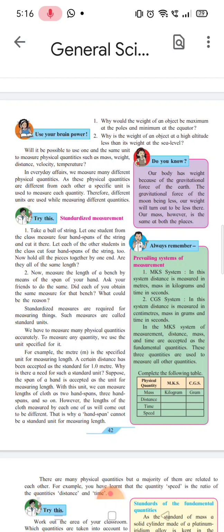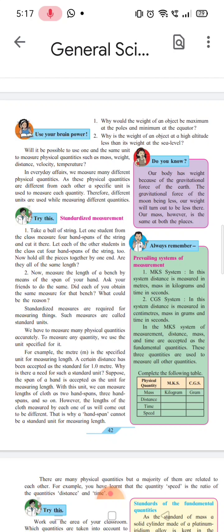How to overcome this problem? Students, let's understand. How can we solve this problem? We can solve this problem by using standard measurements. Standard measurements are required for accurate measures. We have to measure many physical quantities accurately.